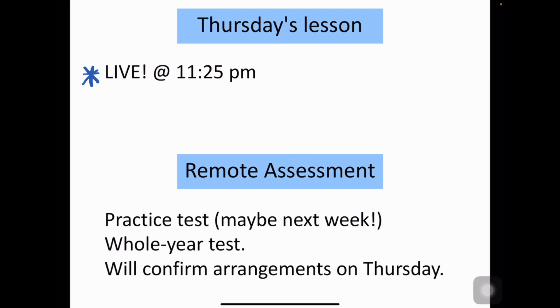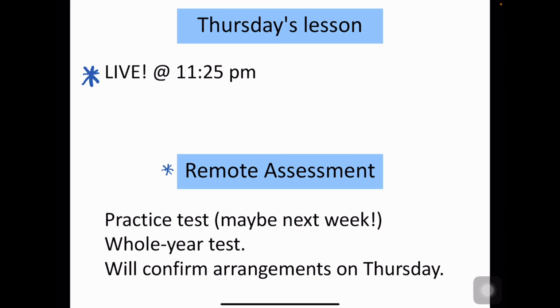And remote assessment. So we will be doing a practice test next week. It's not confirmed, but it's highly likely that we will do it next week. If not next week, we will definitely do it sometime soon, maybe the week after. And it will be done remotely. I'm looking at a number of websites to see how we could do a remote assessment, and so that's why it's not fully confirmed yet.